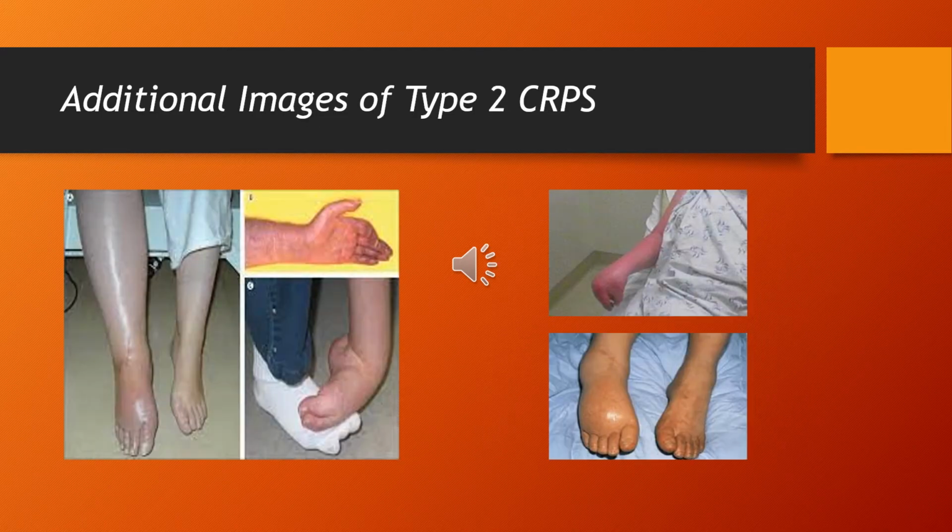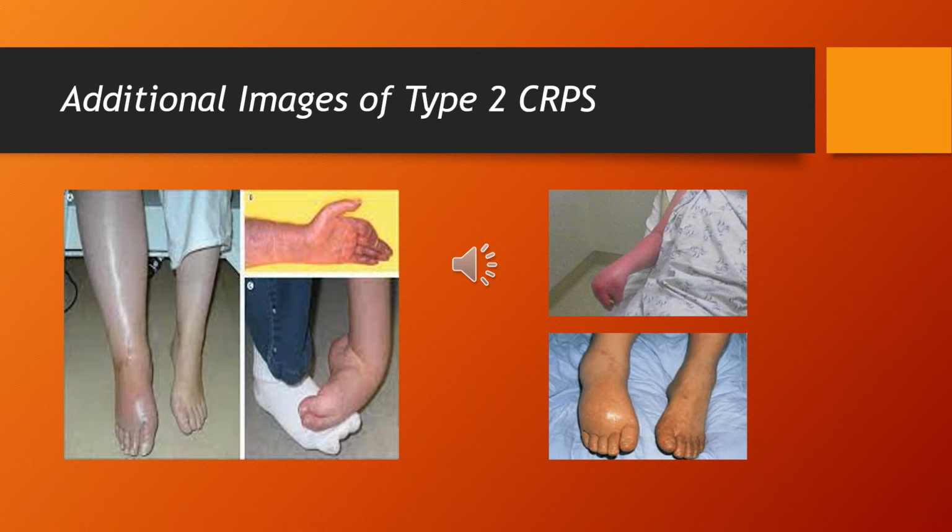All right, and another look. We wanted to take a look at this figure we did see in the last installment, but I wanted to bring it up again to impress upon you. On the left-hand side, you see figure A. We have acute CRPS. You see the hyperemia. You see swelling and the glossy skin. And here in figure B, we have the chronic stage, the cold, blue, cyanotic discoloration of the fingers. We have glossy skin, increased hair and nail growth.